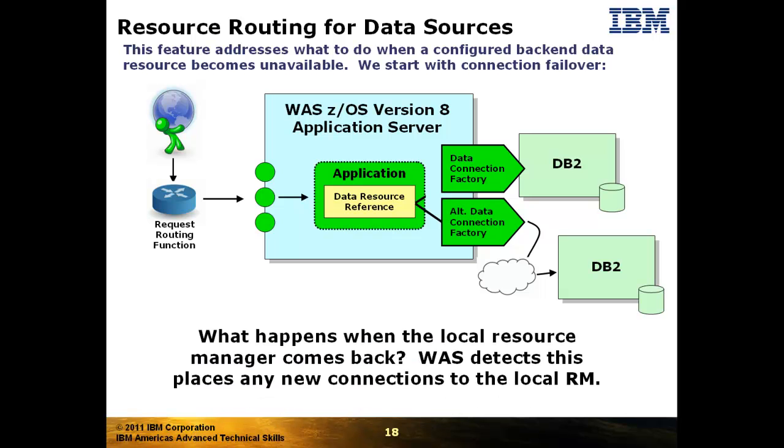What happens when WAS detects that the local DB2 has come back? Connections through the alternative connection factory continue to be used until those connections are released by the application. Any new connection requests are routed back to the primary connection factory. Eventually, all the connections established to the secondary DB2 are released. The connection factory definition is still there, and the new function stands ready in the event the local DB2 is ever lost again.